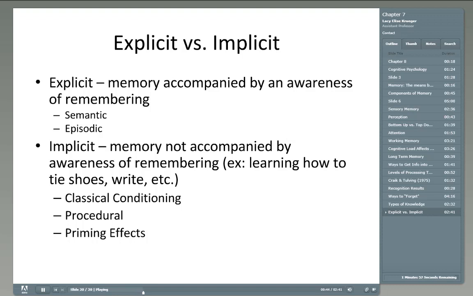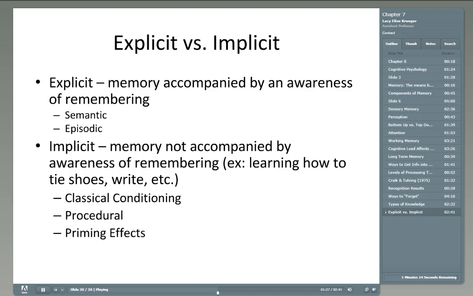But we have this sense of awareness that we are remembering something, which is in contrast to implicit memory, and this is not accompanied by awareness of remembering. There have been a lot of classic studies with people who oftentimes will have explicit memory failure, so if you ask them a question, they don't demonstrate learning, but implicitly they are showing learning. And your book talks about various ways that there is implicit learning with classical conditioning, procedural learning, which we talked a little bit about procedural knowledge on the previous slide, and priming effects, how if we prime someone, they're faster to respond. For example, we can prime someone with a negative stereotype.